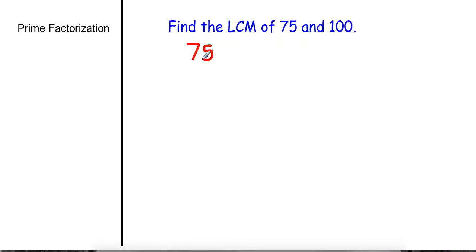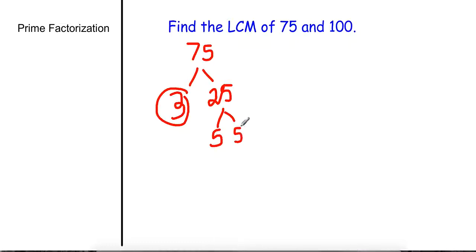So let's factor 75. 2 doesn't go in there, but 3 does. 3 times 25 is 75. 3 is done, it's prime, so I circle it. 25 gets broken down to 5 and 5. So there it is. So write it out in expanded form. This is a step many of you want to skip.